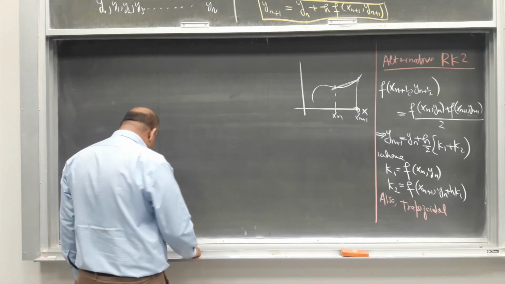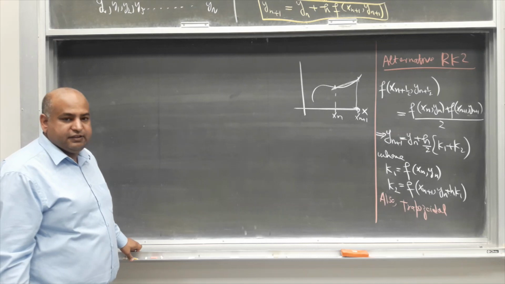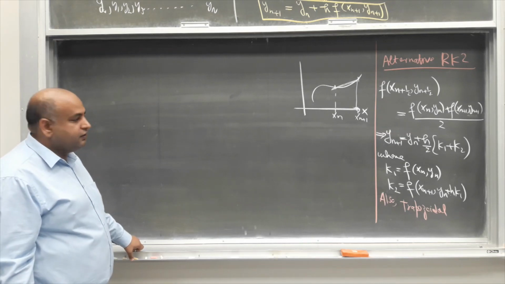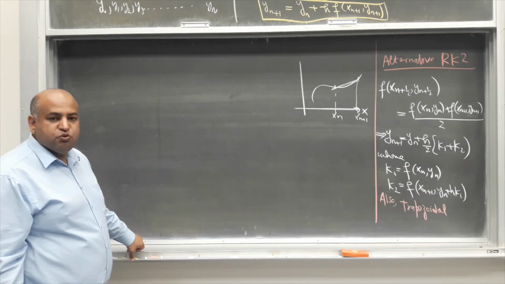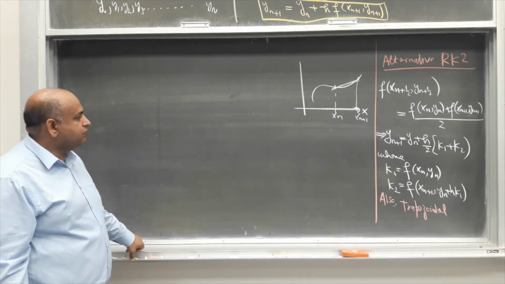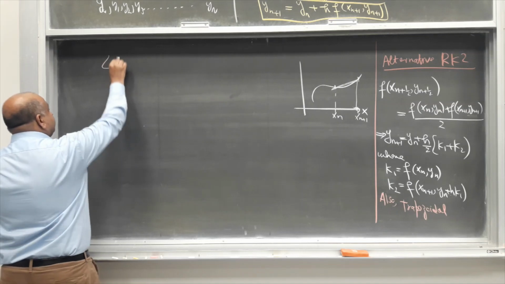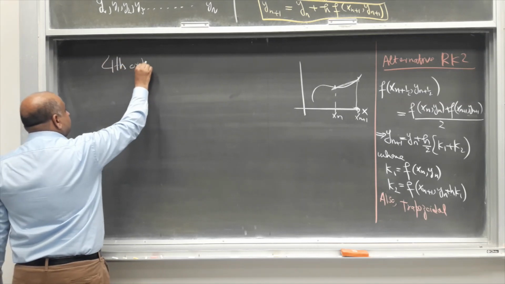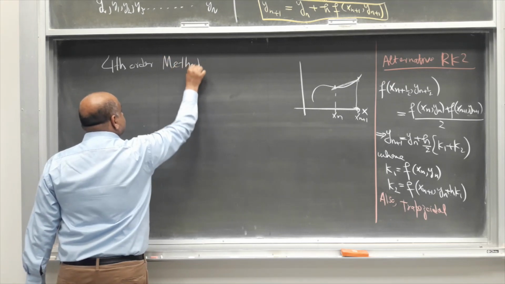Let's now see how we can get an even better method, which is fourth order, because the error in that method is proportional to h power 4. So let's now derive the fourth order method.